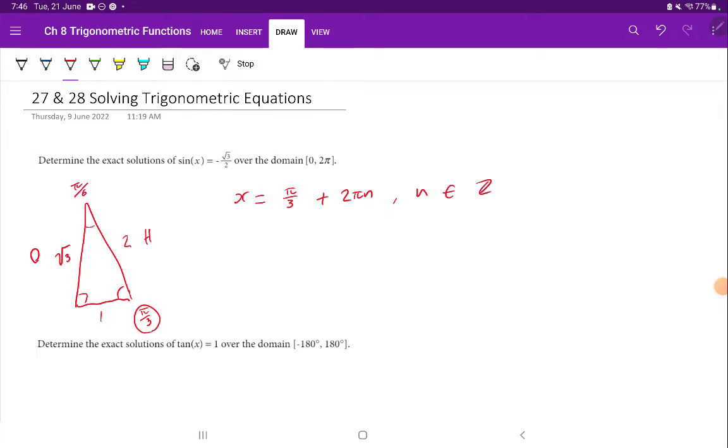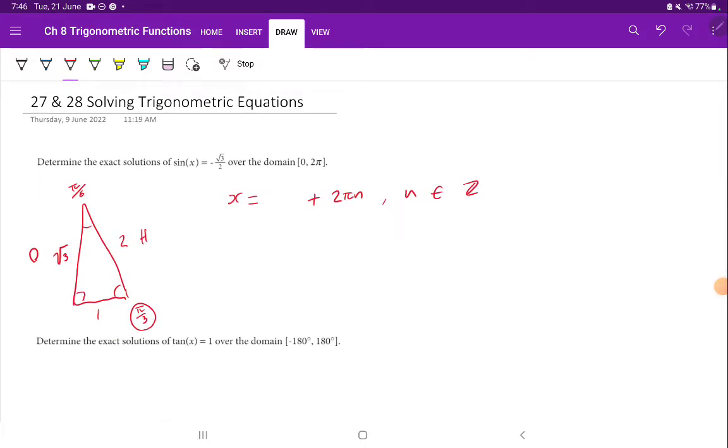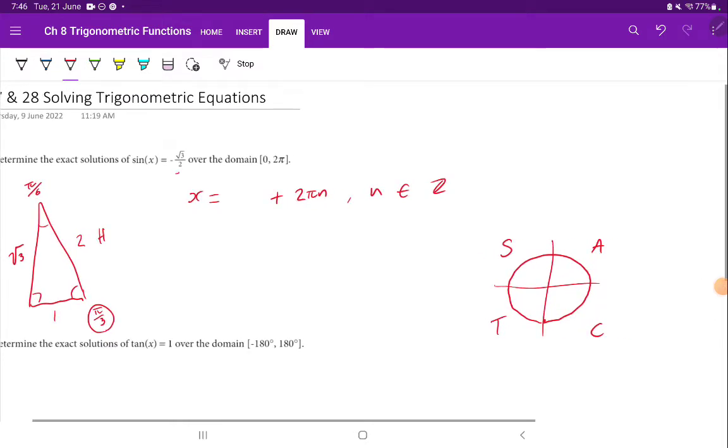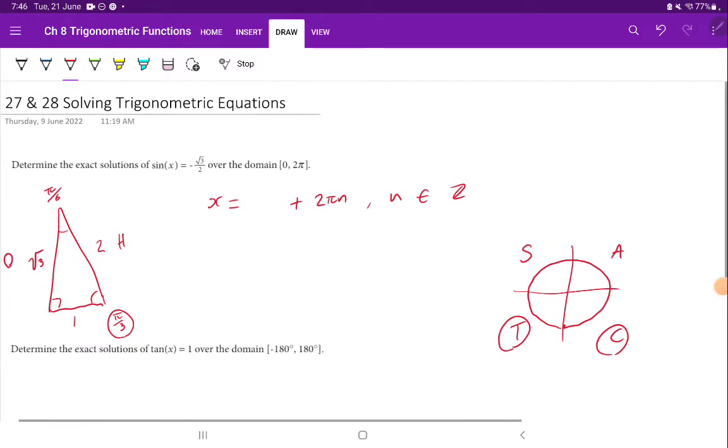But that's not the only solution, because as you might know, we didn't want positive root 3 on 2. In fact, we wanted negative root 3 on 2. So that pi on 3 works fine for getting the positive values, but it doesn't work for getting the negatives. So this is where the unit circle is going to come in to help us actually work out what the correct value should be. So let's draw our unit circle, put in our CAST. Now we're looking for places where sine is negative. So where is sine negative? Well, sine's negative in the tan quadrant and in the cosine quadrant.